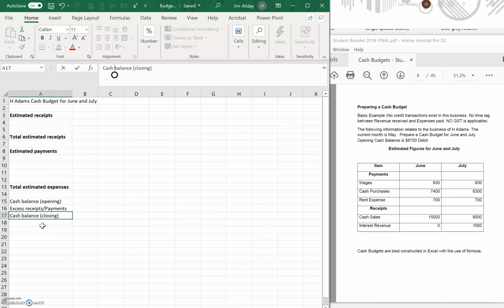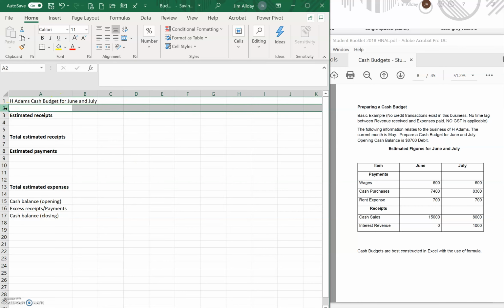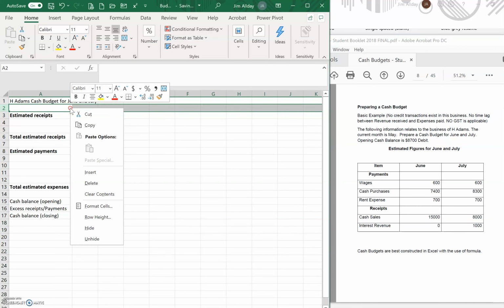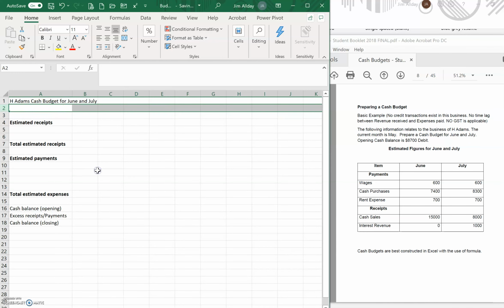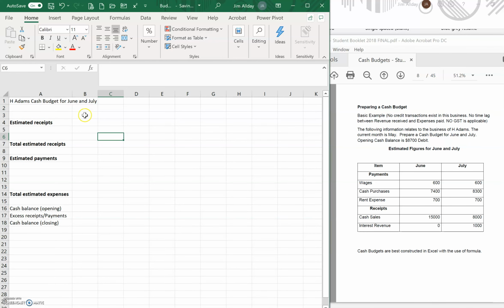So let's start filling in some of the extra bits in here. First thing I need is my months across the top. So we're doing this for June and July. I'm just going to pop in an extra row in here. Insert a row. We're going to try and get Excel to do all the work for us. Type in our first month. Obviously, this is a very quick, easy one just for 2 months, but the bigger ones you're going to be doing will be for a much longer time.